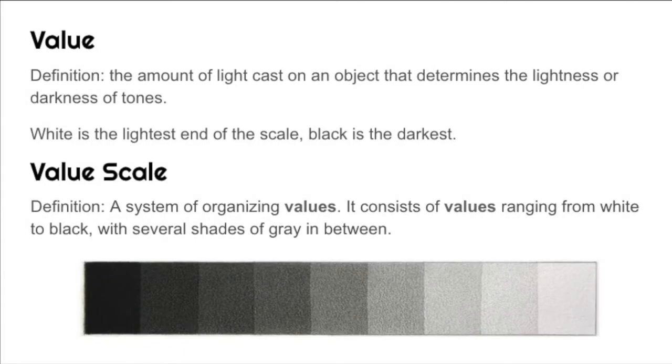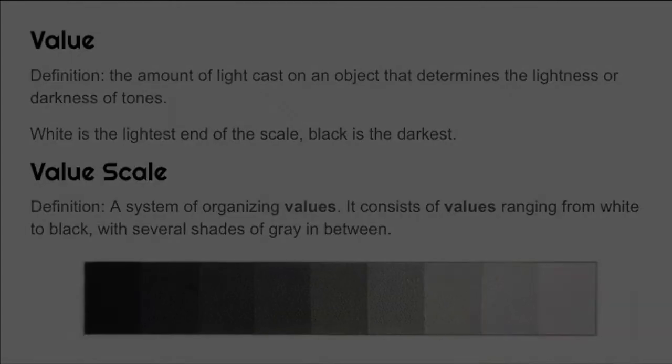We can define value as the amount of light cast on an object which determines the lightness or darkness of the tones. White is the lightest of the tones and black is the darkest. We use the scale below to visually see how the grays align. Black is on the left and white is on the right.